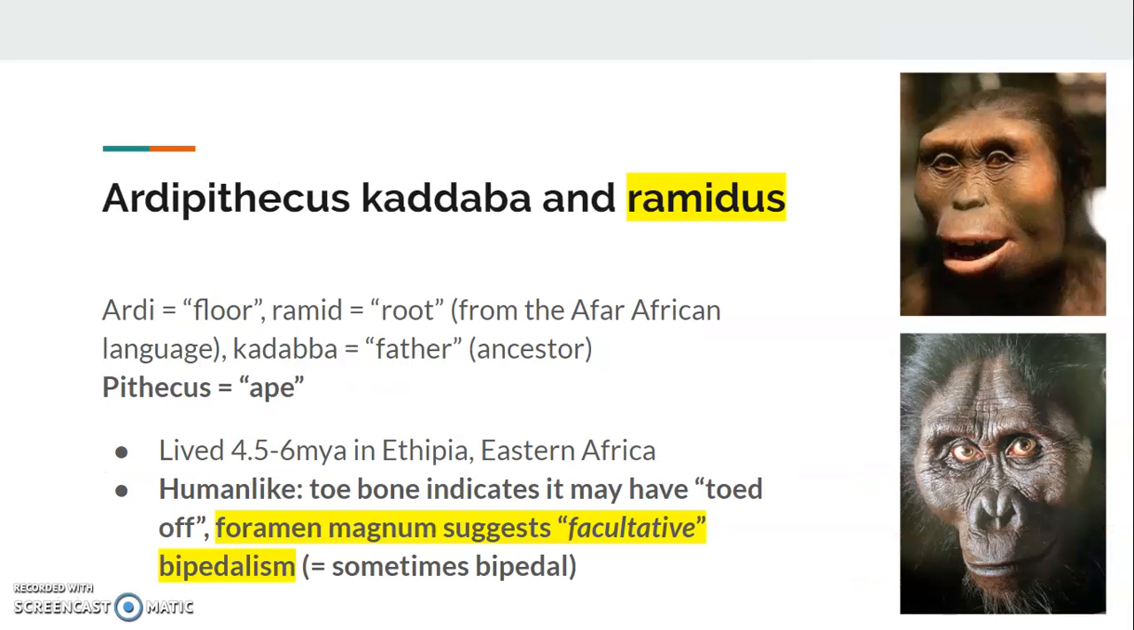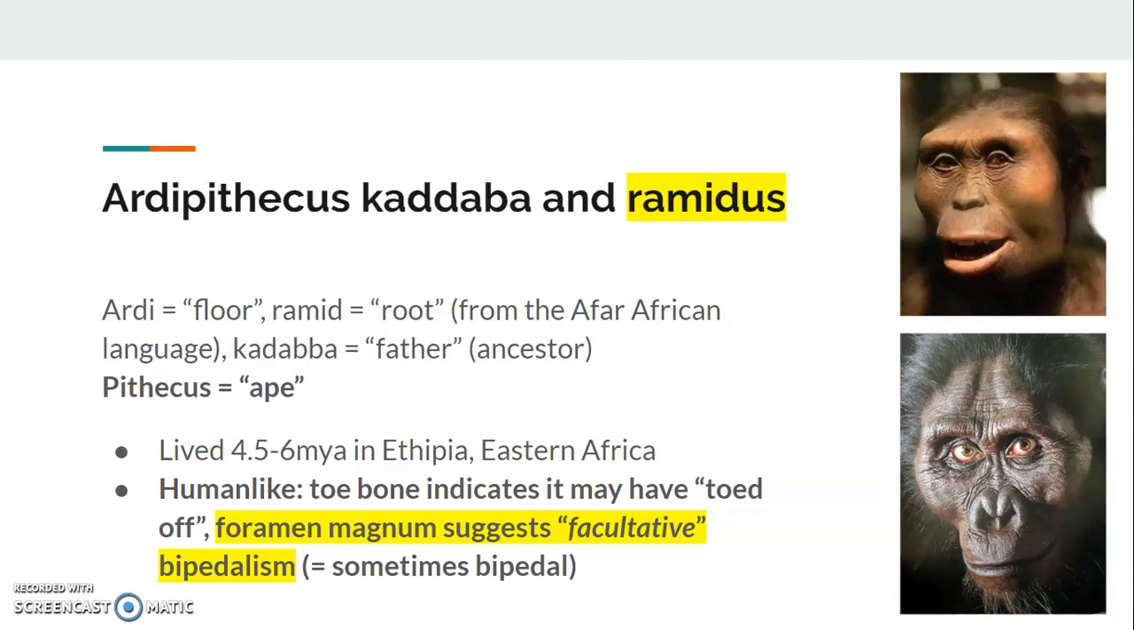Alright, so Ardipithecus, or Ardi, lived about 4.5 to 6 million years ago in Ethiopia. Spelling error, sorry. So what Ardi had in common with humans was a forward-facing front toe that was robust enough to indicate he may have toed off. So like we said, heel strike, toe push is the kind of mechanism we use for walking on 2 feet.